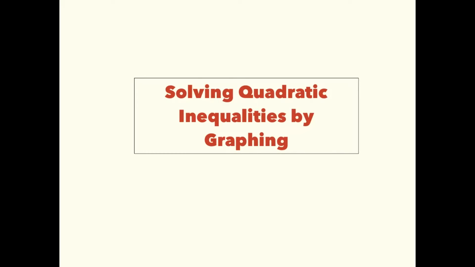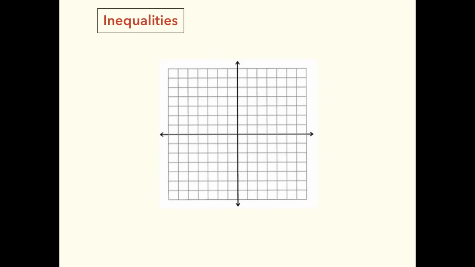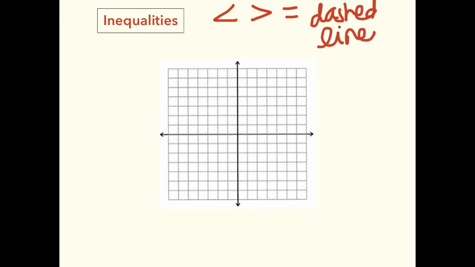Let's get started. Quadratic inequalities work pretty much the same as linear inequalities. You still want to look at your sign. If it's just less than or greater than, then you're going to have a dashed line when you draw your parabola. Or if you have less than or equal to or greater than or equal to, that's when you have a solid line.